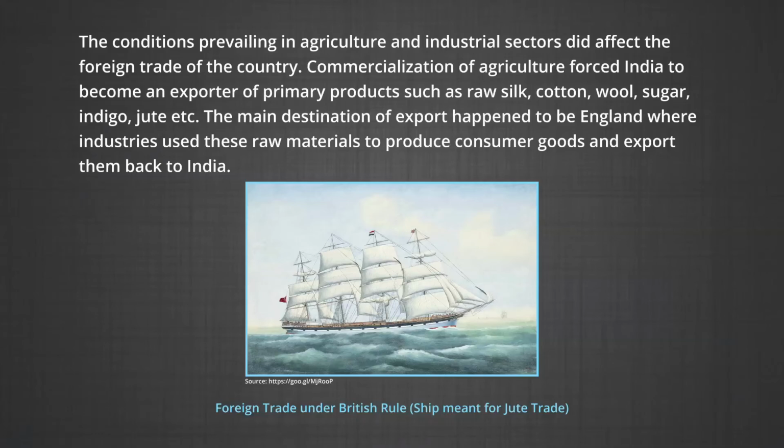Now, let us discuss the point on foreign trade during the British period. The conditions prevailing in agriculture and industrial sectors did affect the foreign trade of the country. Commercialization of agriculture forced India to become an exporter of primary products such as raw silk, cotton, wool, sugar, indigo, jute, etc. The main destination of export happened to be England, where industries use these raw materials to produce consumer goods and export them back to India.